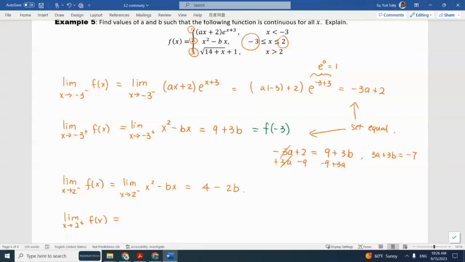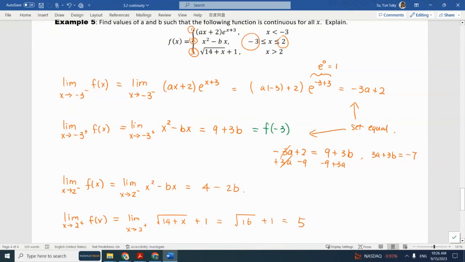Okay. Next, Joseph. When x goes to 2 from the right, which formula do you use? The bottom one. Square root of 14 plus x, plus 1. When you plug in, what happened? Yes, square root of 14 plus 2 is 16. Square root of 16 is 4. So 4 plus 1 is 5. Right, everybody?